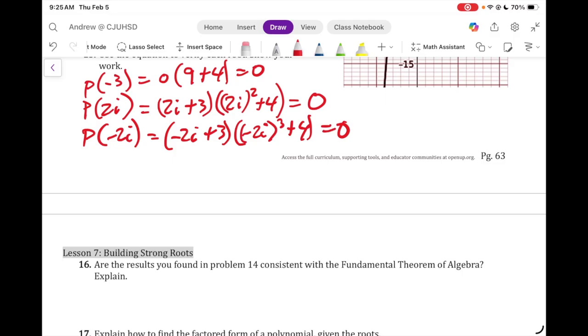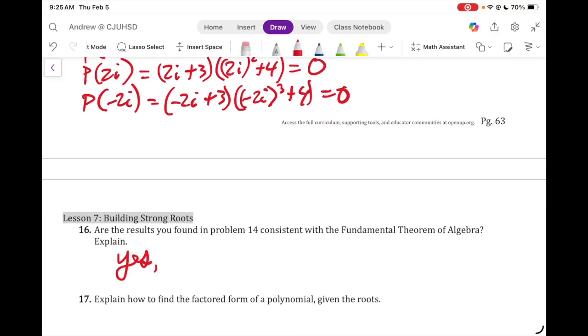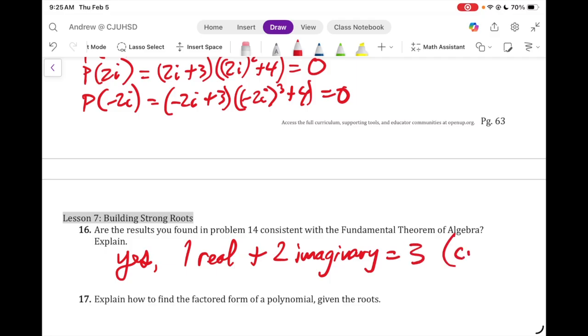Are the results you found in problem 14 consistent with the fundamental theorem of algebra? Yes, because 1 real plus 2 imaginary equals 3, and that's what we get when we say cubic. 3 roots, third degree.